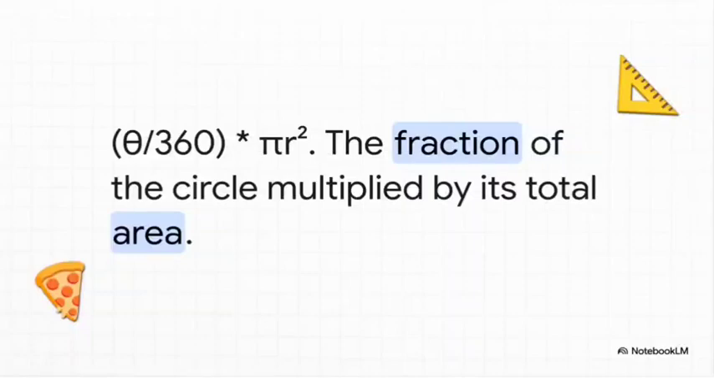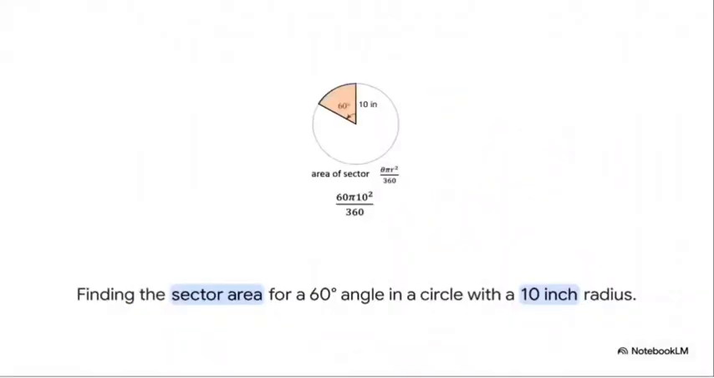Now what about the whole slice of pizza, the cheesy part and all? That's the sector area. And you'll notice the formula is really similar. We use the exact same fraction, our angle over 360, but this time we multiply it by the circle's total area, which is just pi times the radius squared. Let's try this one out too. We've got a 60-degree angle in a circle with a 10-inch radius. Again, we just plug in the numbers. We take 60 over 360, multiply it by pi times 10 squared, and that calculation gives us the exact area of that shaded slice. See? Not so bad once you get the hang of it.